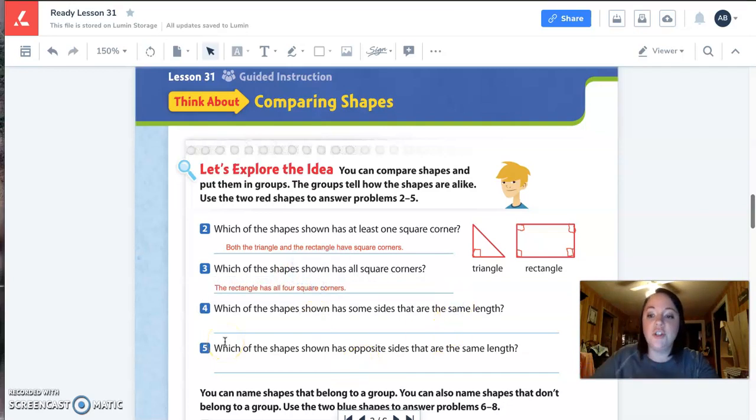Which of the shapes shown has some sides that are the same length? Some sides. What ones are they? If you said both of them, you are correct, because this one is the same as this one, and this one's the same as this one, and this one, and this one. So both shapes have some sides that are the same length.